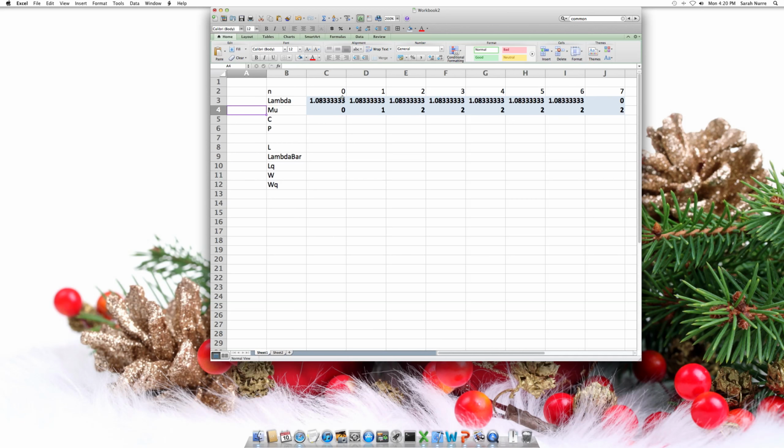And so that's the given. Those are my information. And I want to find L, LQ, W, and WQ. And there's a variety of different equations that have been given to you in order to solve these problems. And so one equation for L is to multiply N times P. But we have N, but we don't have P.